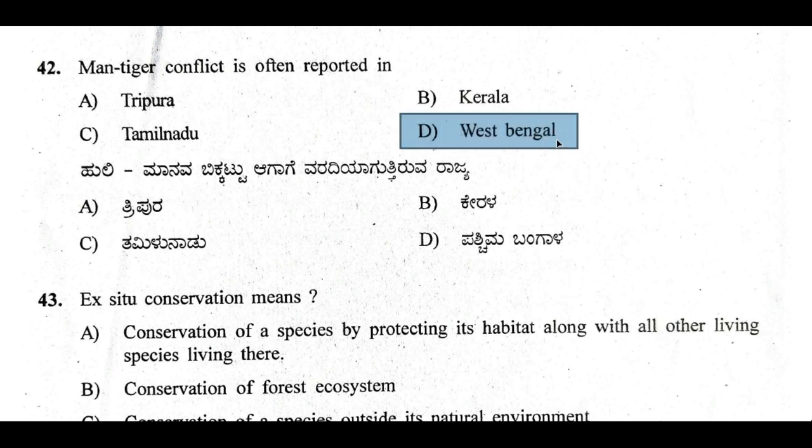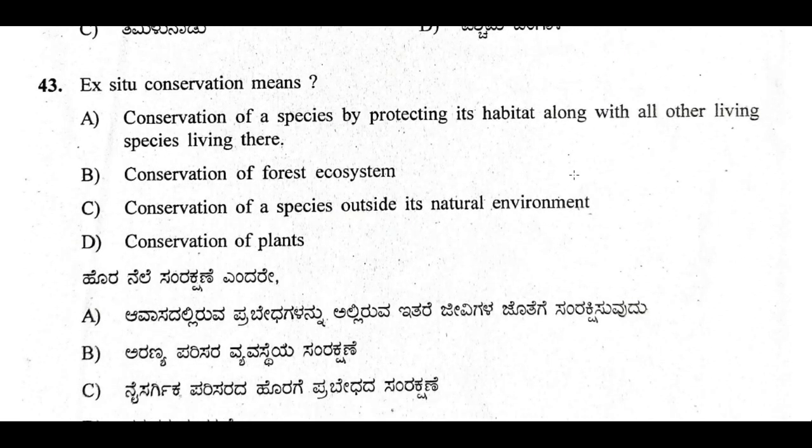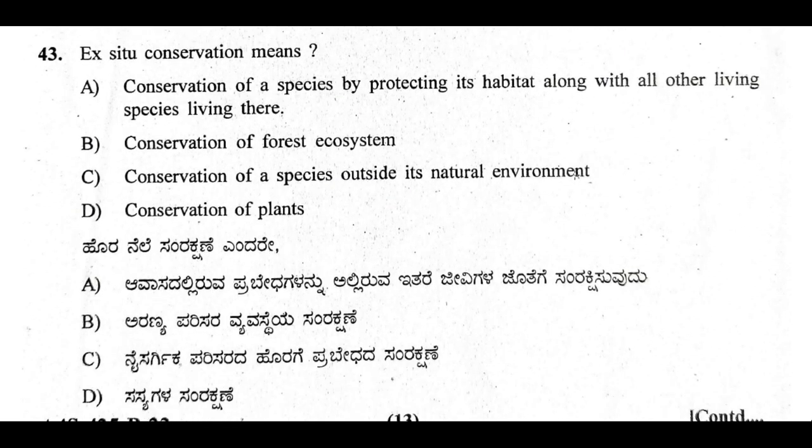Option D. Ex situ conservation means what? Option A, conservation of species by protecting its habitat along with all the other living species living there. Option B, conservation of forest ecosystem. Or is it option C, conservation of species outside its natural environment? Or option D, conservation of plants?